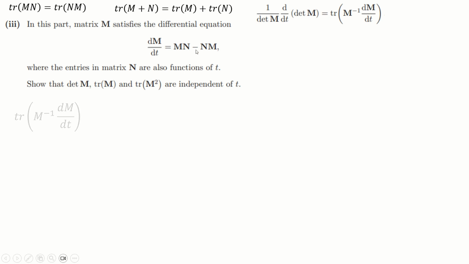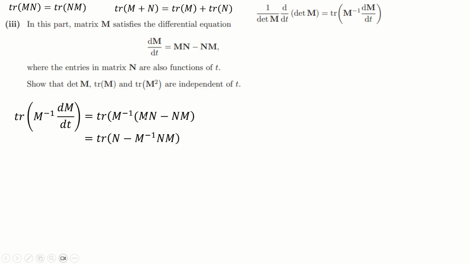But we know dM by dt is MN minus NM. I should have had another closed bracket here. There should be one more bracket there, but that's okay. Now, of course, we can multiply this out to make this, because of course M inverse times M is just the identity matrix that makes an N, and then here we get M inverse NM.